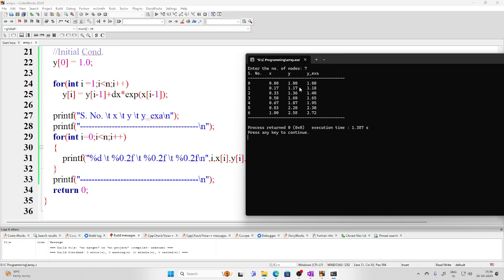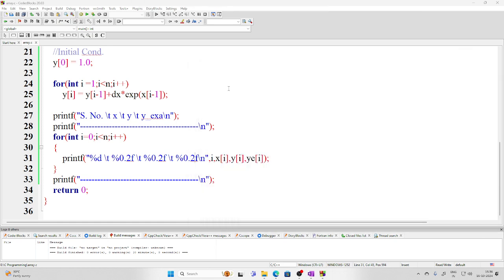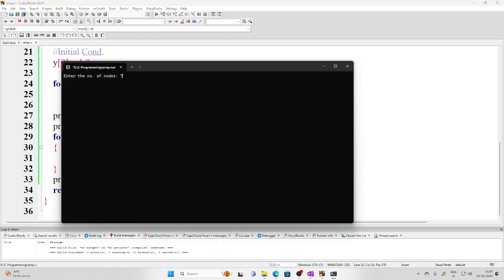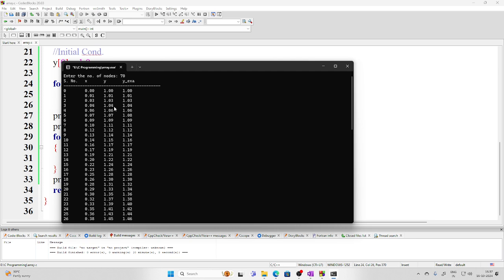Now you can see that there is a deviation. Why is this value less than the exact value? The reason being we have taken a lesser number of nodes. So if I increase the number of nodes from 7 to, let's say, 70, then you will be in a position to appreciate that the difference becomes very small. So it is 1.01, 1.03, 1.04 and so on. So you are getting almost the same values.